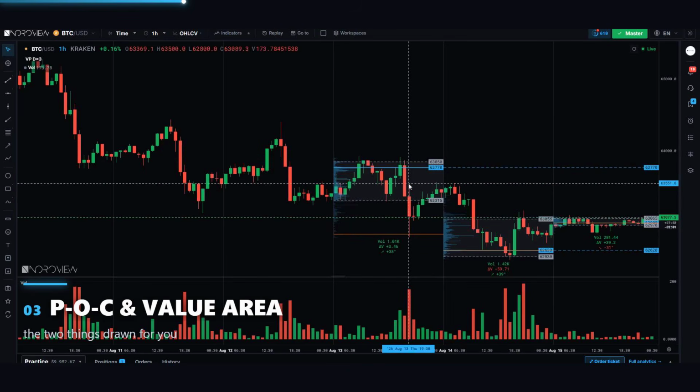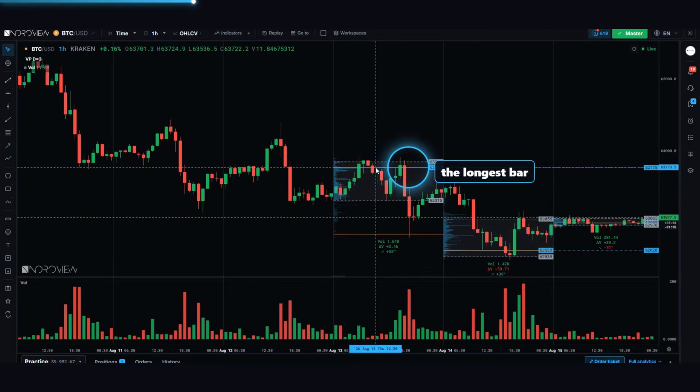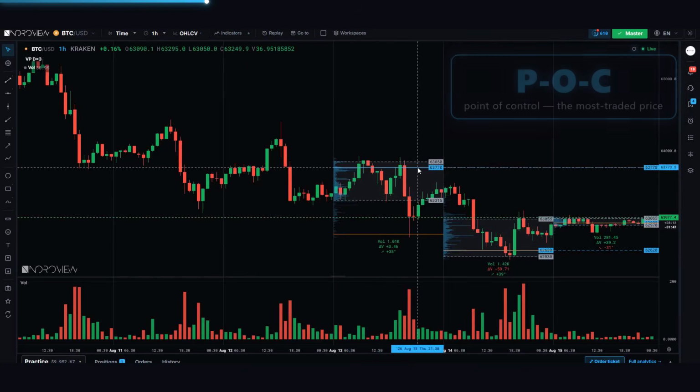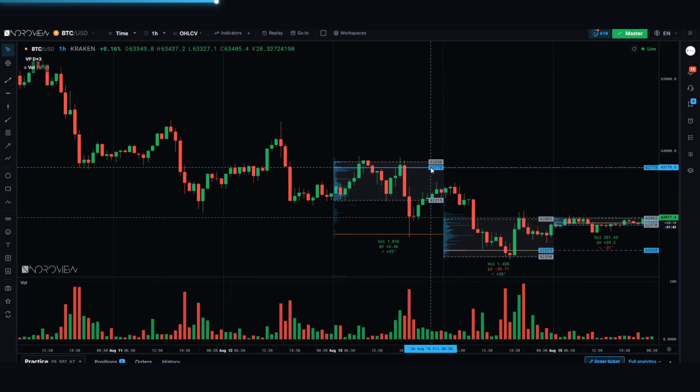Two things jump straight out of a profile, and both are drawn for you. The first is that single longest bar. That is the point of control, written POC. It is the price with the most volume in the session. Think of it as the fairest price. The one both sides agreed to trade at the most. Noroview marks it with a solid line running through the profile.